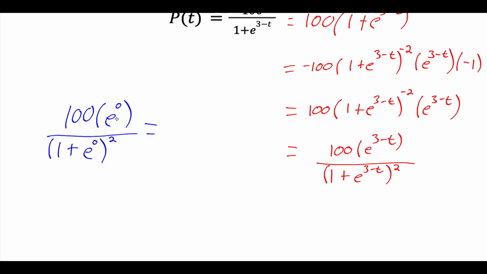Now on top, e to the 0 power is just 1, so 1 times 100 is just 100. On bottom, e to the 0 power is 1, plus 1 is 2, squared is 4. So we have 100 over 4, which is 25. So that 25 means that the flu is spreading to 25 students per day.